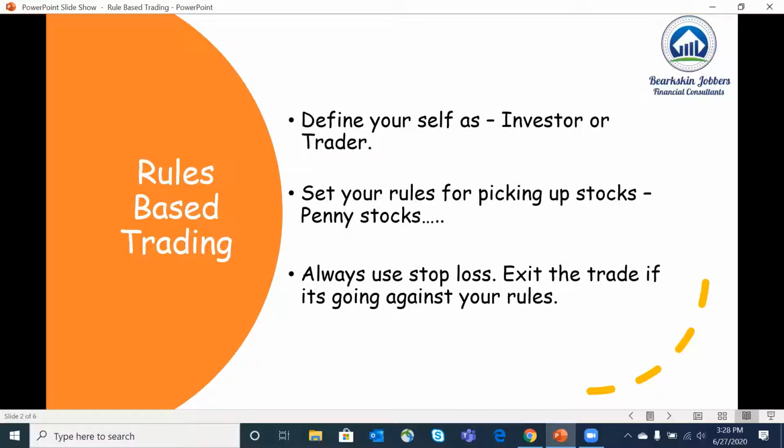In this session, we are not going to see what the differences are between investors and traders and what the trading strategies should be. Rather, we are defining some set of rules which anyone has to follow in order to be a disciplined trader or investor. So number one, you need to identify yourself. Ask yourself a question: are you an investor or a trader? Next, set your rules for picking up stocks. You need to have your own rules.